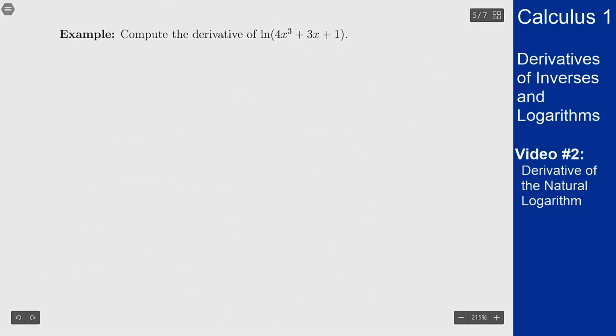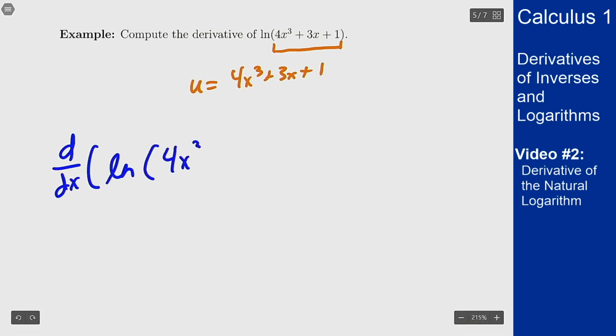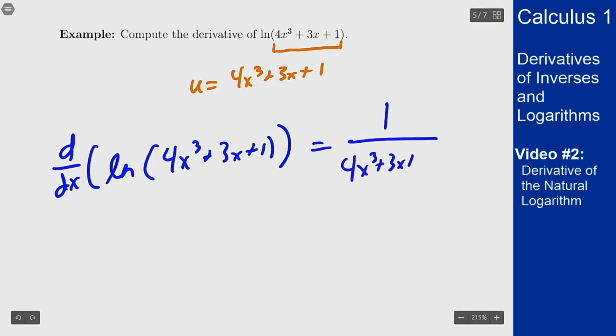As an example, I want to find the derivative of log of 4x cubed plus 3x plus 1. This here is a chain rule because I have an outside function of log and an inside function of this polynomial. So if I let u be 4x cubed plus 3x plus 1, log goes to 1 over x, so log of something goes to 1 over that thing: 1 over 4x cubed plus 3x plus 1, and then times the derivative of the inside by the chain rule gives me a 12x squared plus 3.